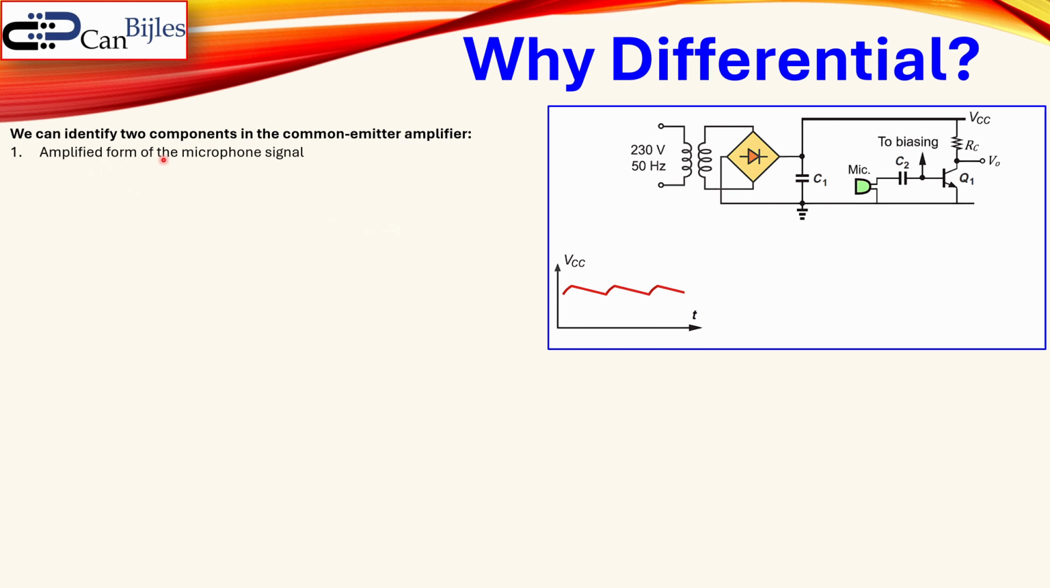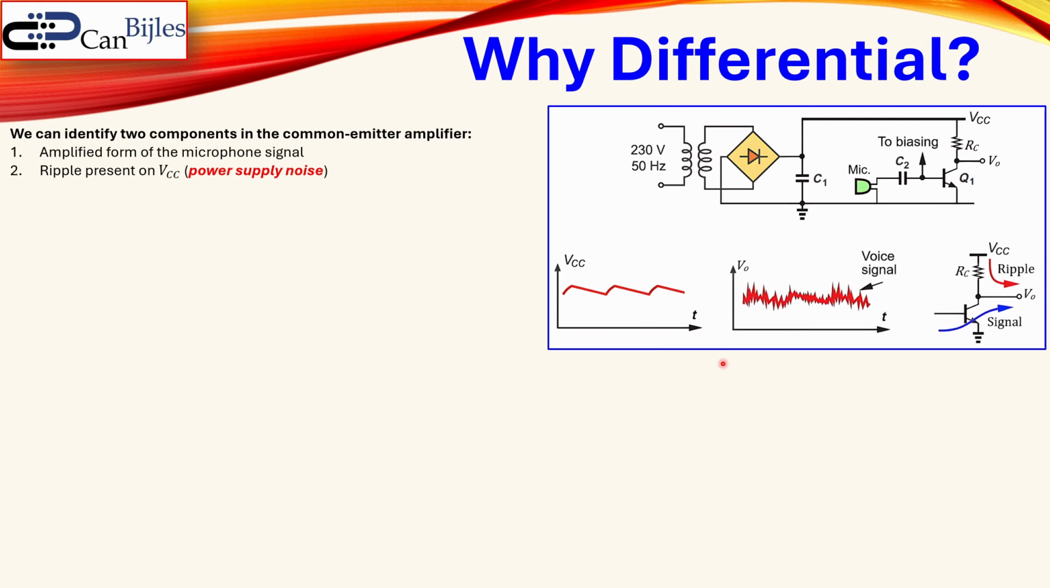So the amplified form of this microphone signal will go to this node, the collector. That's one. That's also what we need. But there's also a ripple present because of this VCC, and that will also be passing through to the output node, which is again VO. So in more detail, you see here the VO, which is a signal where we have the voice signal, for example from the microphone, we want to amplify, but there's also this ripple because of the ripple in the VCC, and that's not what we want.